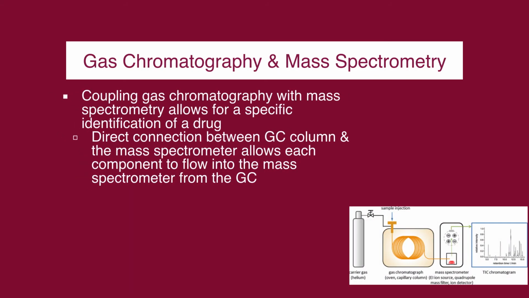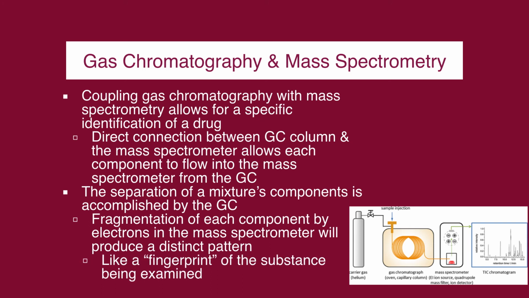Most of the time, what the forensic chemists are going to use is called a GCMS, which is a gas chromatography and mass spectrometry together. Coupling these two allows a specific identification of a drug. So there's a direct connection between the gas chromatography column and the mass spectrometer, which allows each component to flow into the mass spectrometer from the gas chromatography.